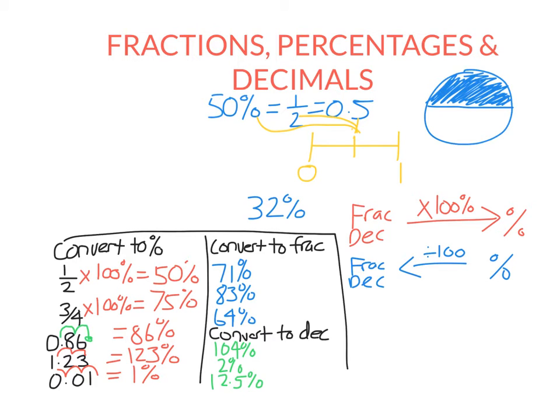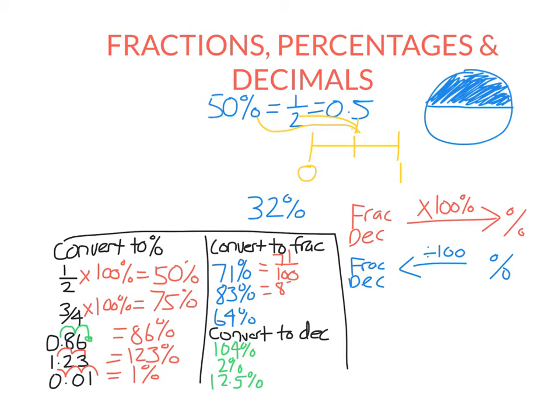So if you get like 80% in your test, it means that if we divide the test into 100 marks, you got 80 of those marks. And just the same, if you have 80% of a pizza, we're dividing that pizza into 100 little parts and you have 80 of those parts. So going from a percent to a fraction's easy. 71% just means 71 out of 100.